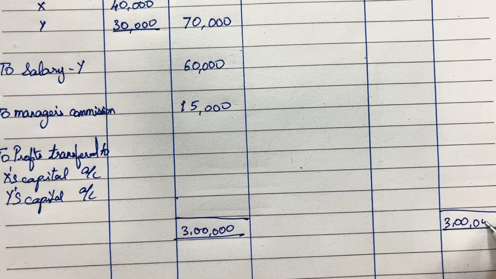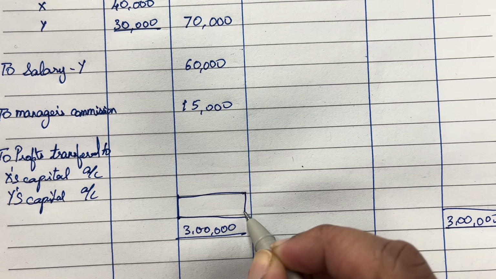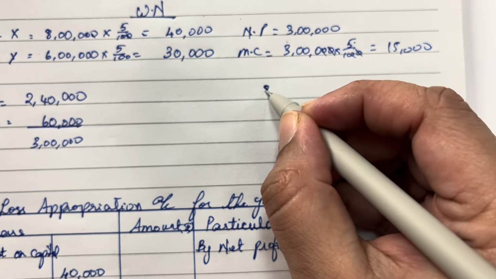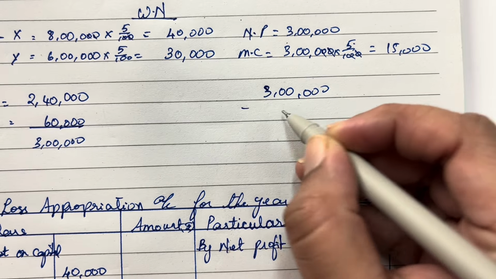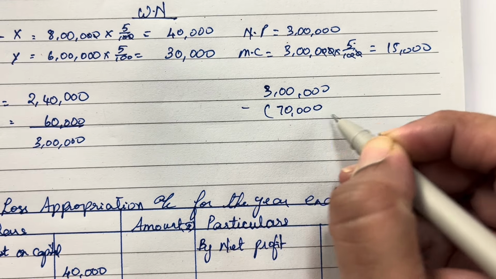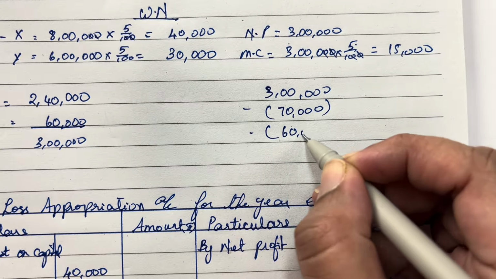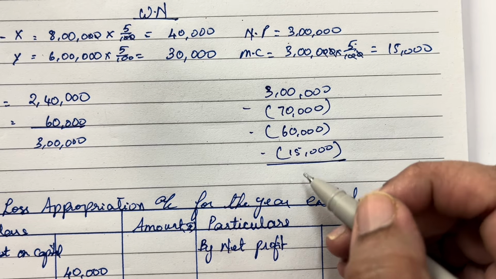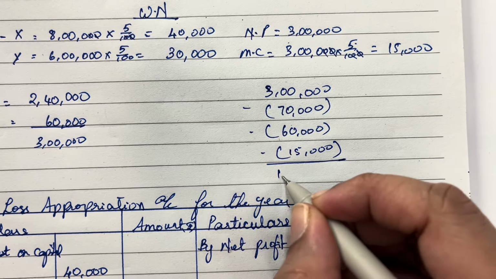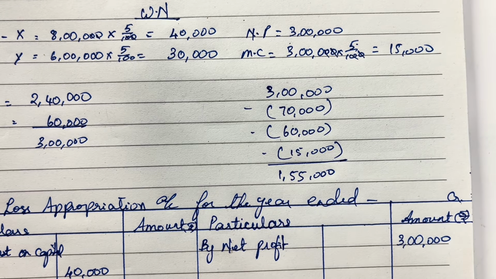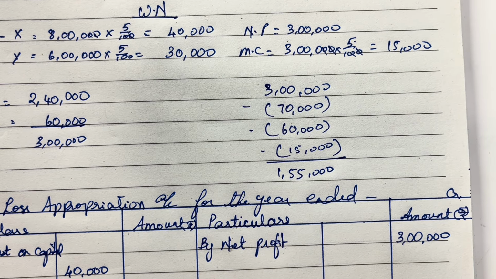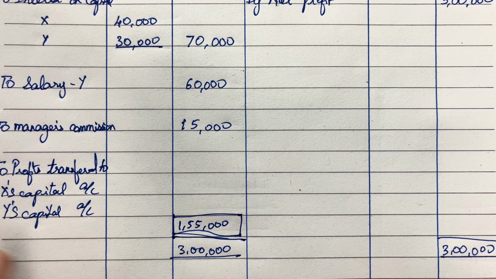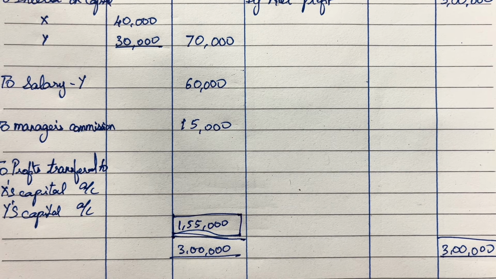The total amount we will bring down. Now the balancing amount will be here. Three lakhs minus 70,000 minus 60,000 minus 15,000. So we have 1,55,000 as the total. 1,55,000 is the total profit that needs to be transferred to the capital account of X and Y.